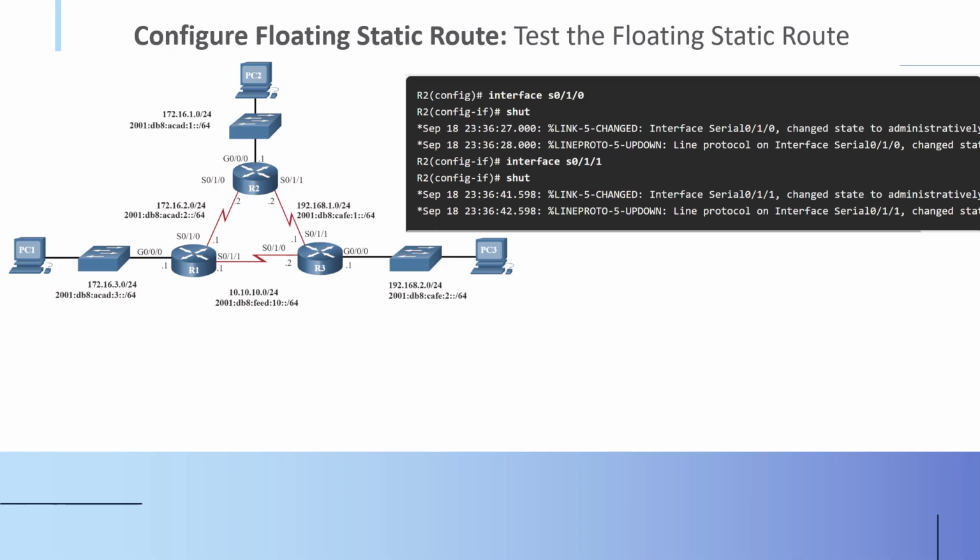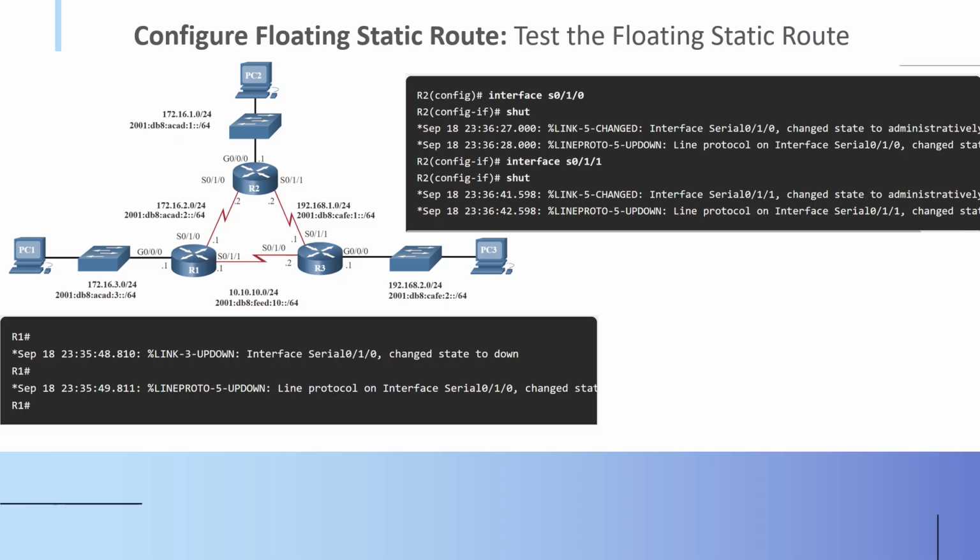By doing so, we will go to this interface and shut this interface down. And then we will go to the other interface of router 2, and even that interface we will shut down by using the command shut. Now we see that router 1 automatically generates messages indicating that the serial interface of router 2 is down, as you can see.